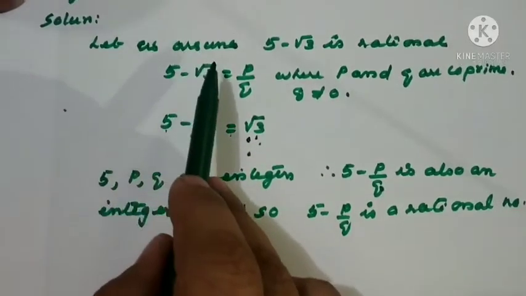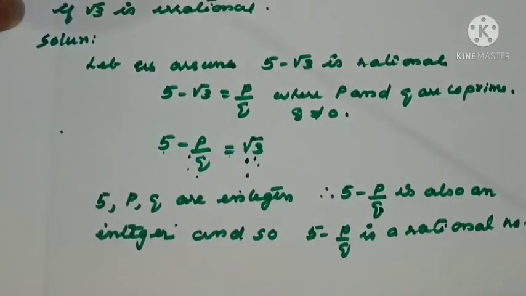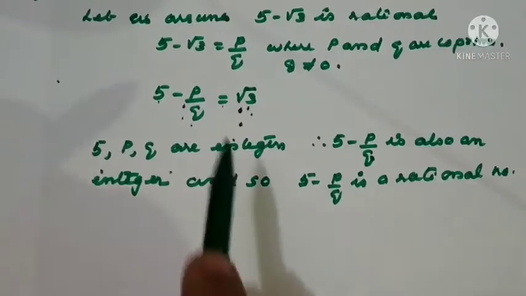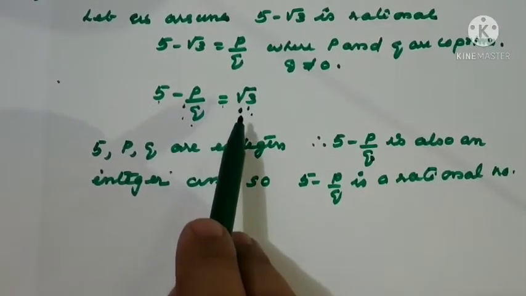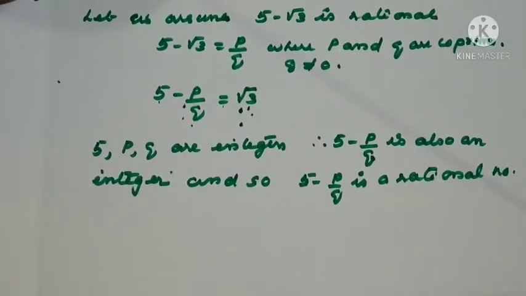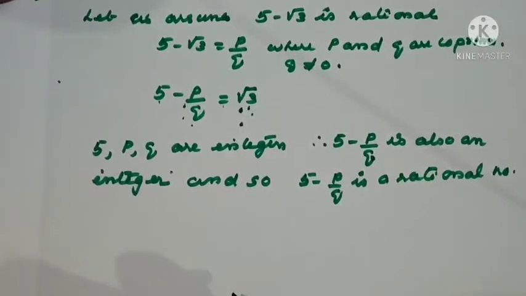But what is given in the question? It is given in the question that root 3 is irrational. Otherwise also we know that root 3 is irrational. So a rational is not equal to an irrational number. So we have to say that this happened because our assumption is wrong. So we are accepting that 5 minus root 3 is an irrational number.